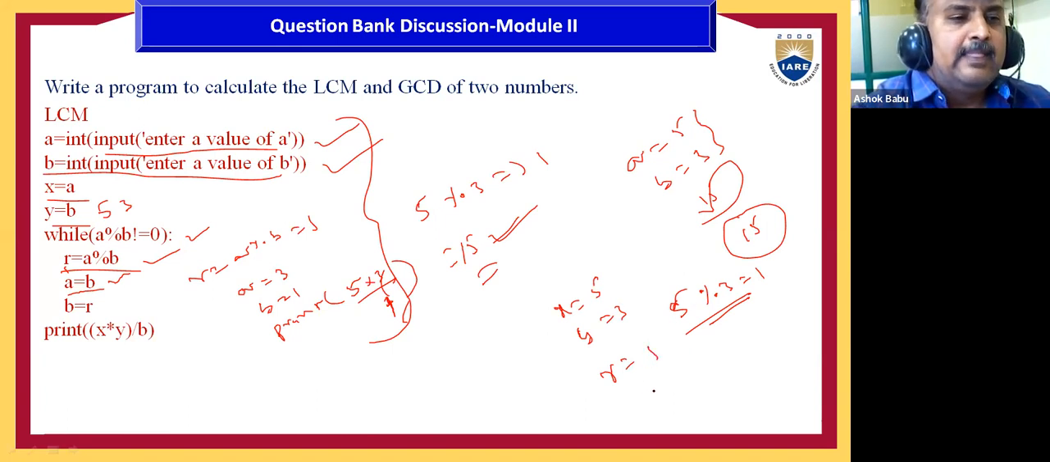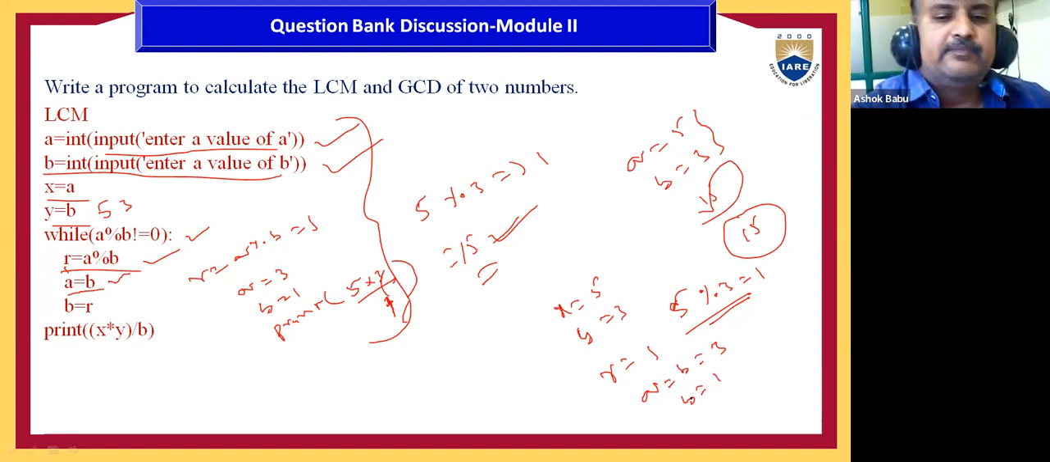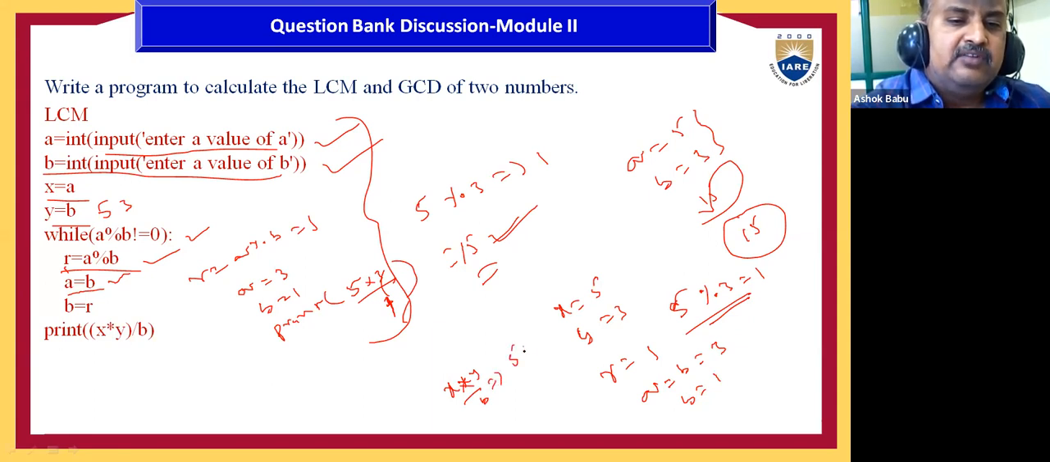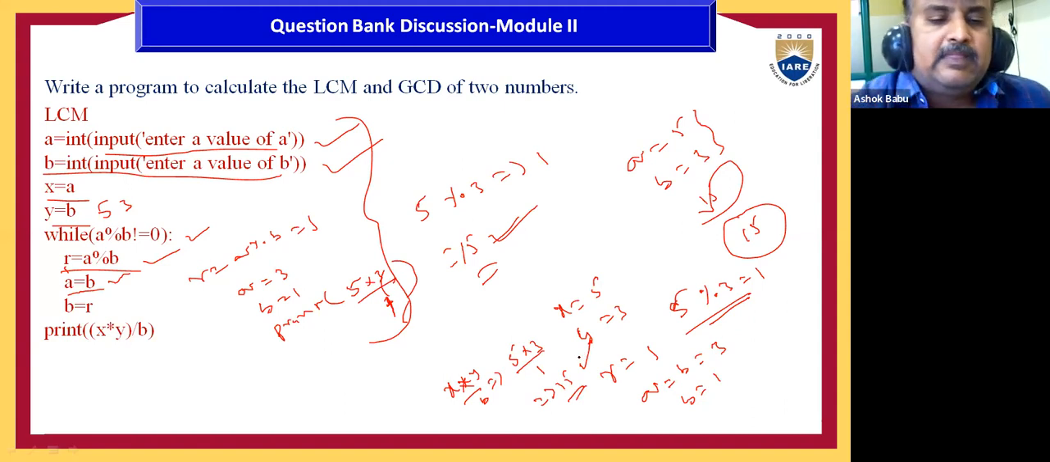R equal to 1. When R equals 1, the numbers change as A equal to B, which is 3, and B equal to R, which is 1. Now the new values of A and B are 3 and 1. Next, we print X star Y by B. X is 5, Y is 3, and B is the R value, 1. So it is 15. 15 is the LCM of the two numbers 5 and 3.